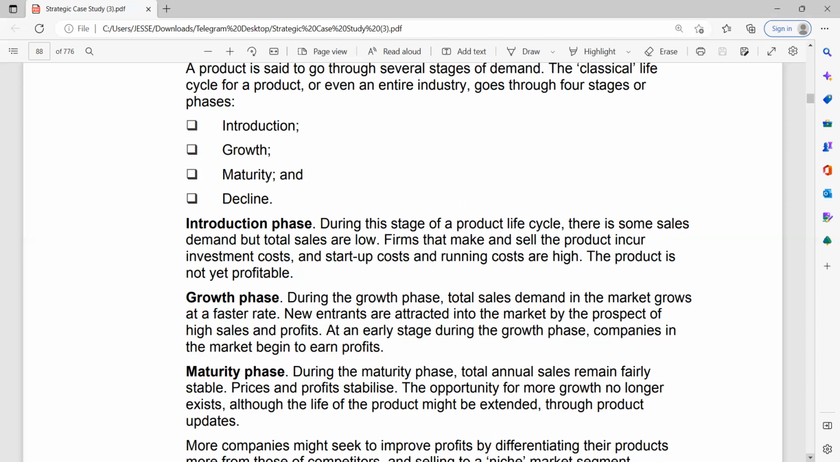Then you have the maturity phase. During the maturity phase, things stabilize, and profits will reach a peak.